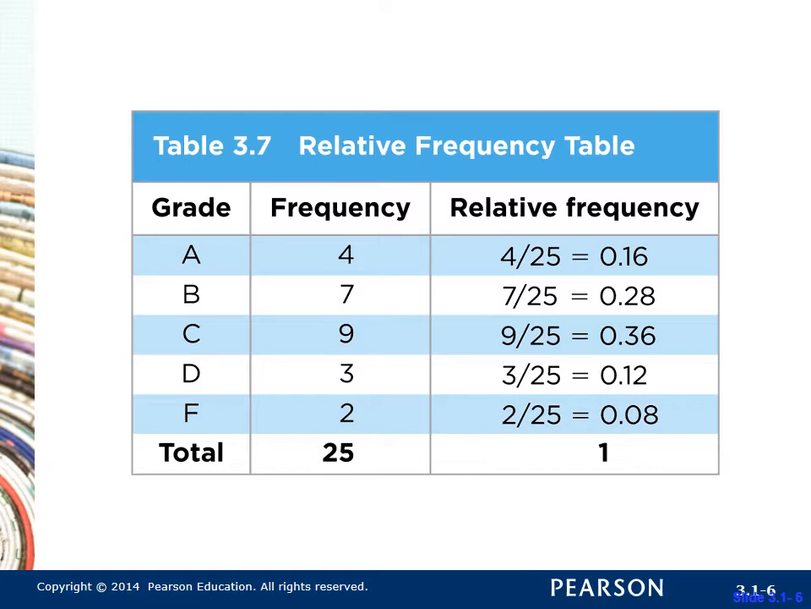B is 7 out of 25, or 0.28. My relative frequency of C's is 0.36, D's 0.12, and for F, when you divide the 2 by the 25, make sure you remember to include that 0.08. Now, if you sum the relative frequencies, they have to add up to 1. If I turn these to percents, then you would go, oh, that's 100% of my data. But we are leaving them in decimal. So the total relative frequency would add up to 1.